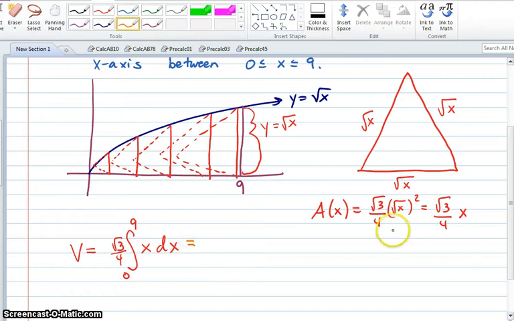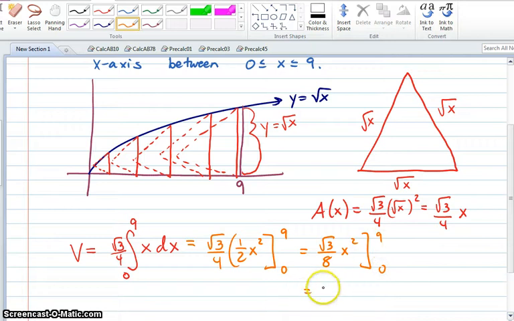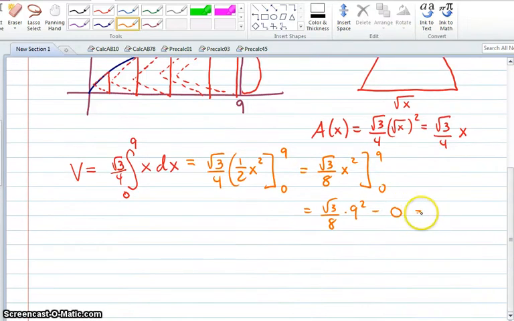So usually this is where people have the most trouble. If you can set this area up, you're golden, because this is really not a bad integral. So when I take the integral of x, I get 1/2 x squared, so this is really going to be root 3 over 8 x squared, and we're going to evaluate that from 0 to 9. So when you plug 9 in, you get root 3 over 8 times 9 squared, minus when you plug 0 in, you're going to get 0. So as a result, the volume we get is 81 root 3 over 8, and there's really not much else I can do with that, so I'll just leave it as it is.